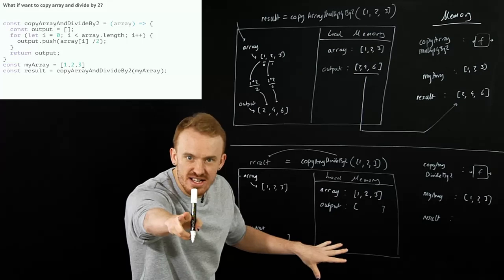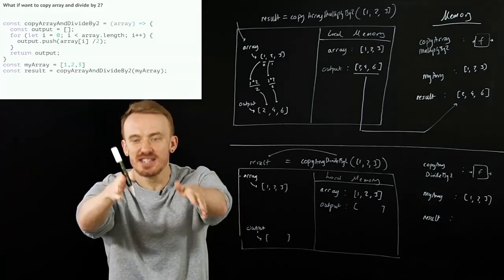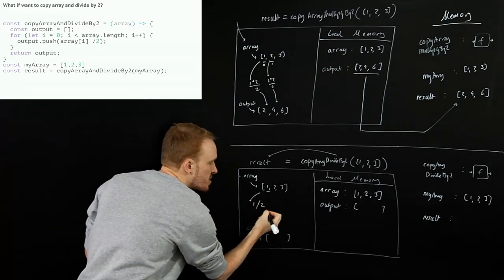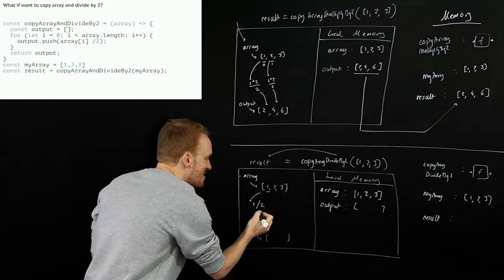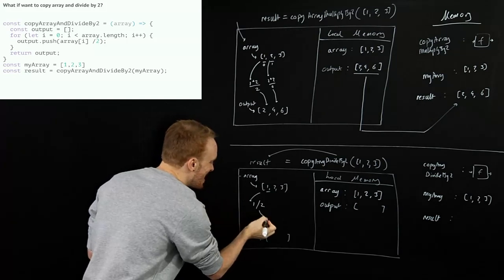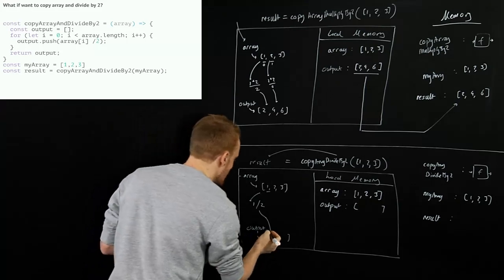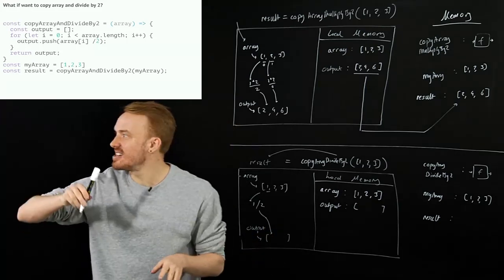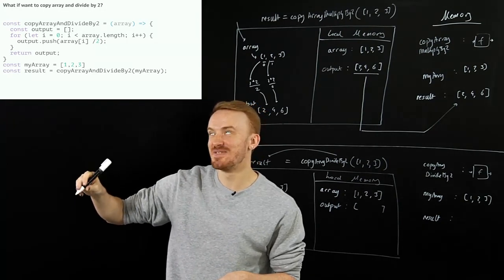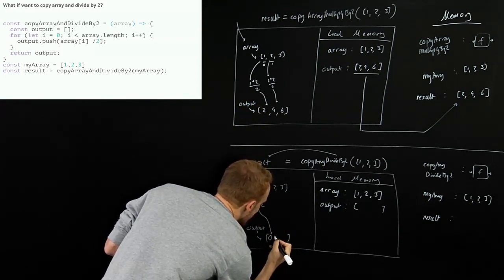And Anna, first time you hit the body of the for loop, i's value is? 0. Array position 0 is? 1. 1 divided by 2 is? 0.5. Okay, 0.5. And do what with it, Anna? Push it onto output. Excellent. Thank you, Anna. There it is.